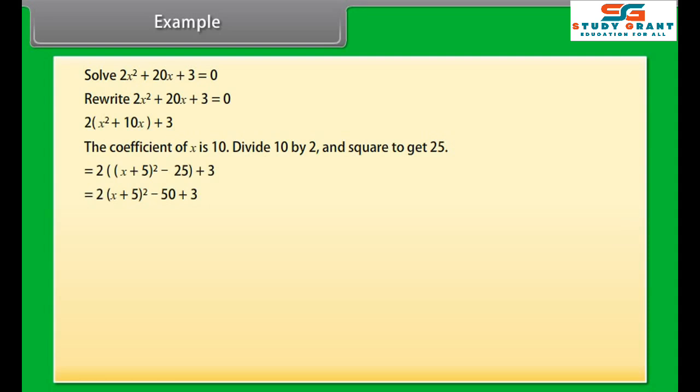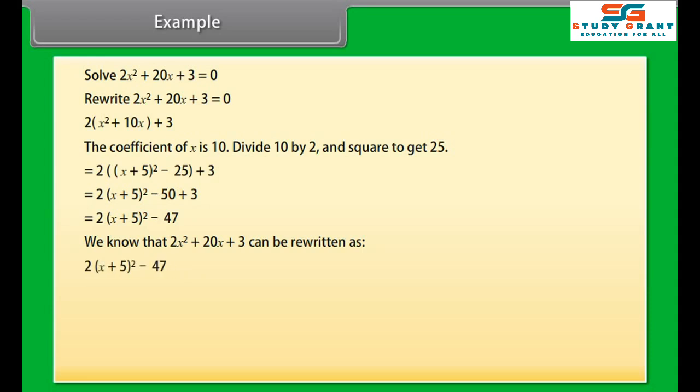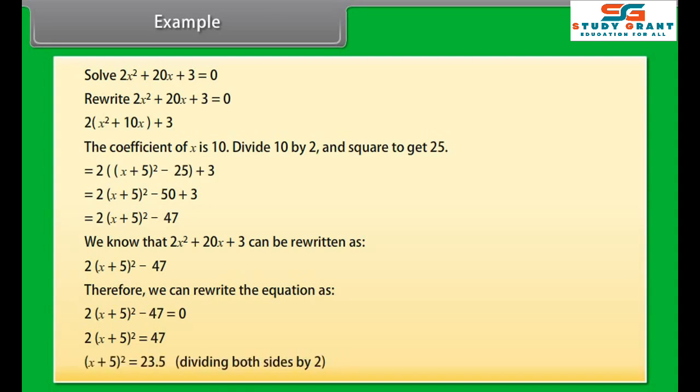Example. Solve 2x² + 20x + 3 = 0. Rewrite 2x² + 20x + 3 = 0 to get x² on its own: 2(x² + 10x) + 3. The coefficient of x is 10. Divide 10 by 2 and square to get 25. This is equal to 2[(x + 5)² - 25] + 3, which equals 2(x + 5)² - 50 + 3, which equals 2(x + 5)² - 47.